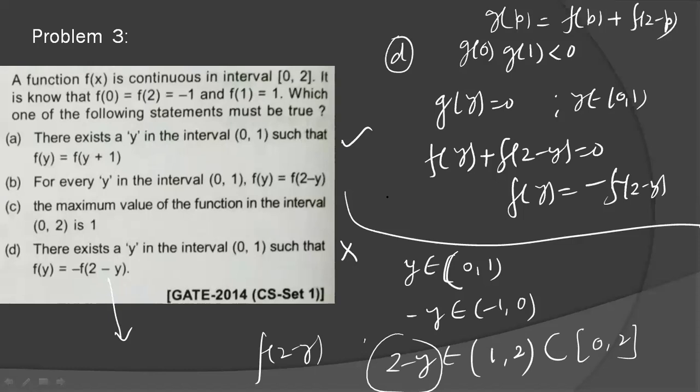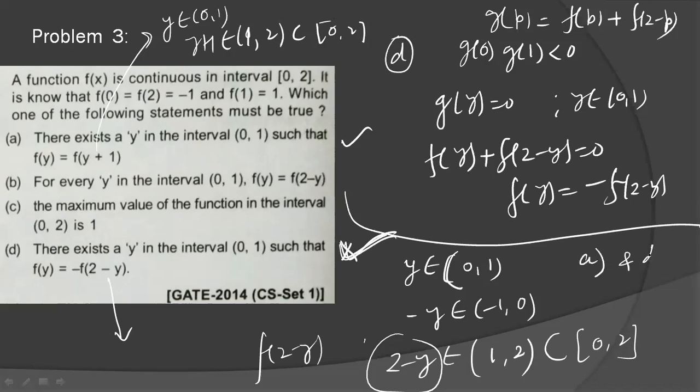And similarly for A option, if y is between 0 to 1, then y plus 1 belongs to 1 to 2. This is also a subset of 0, 2. It means the function is continuous in this case also. So according to the intermediate value theorem, both options A and D are correct. Here both options will be correct. And I'm giving you homework if you want to see more on this question. Okay, thank you.